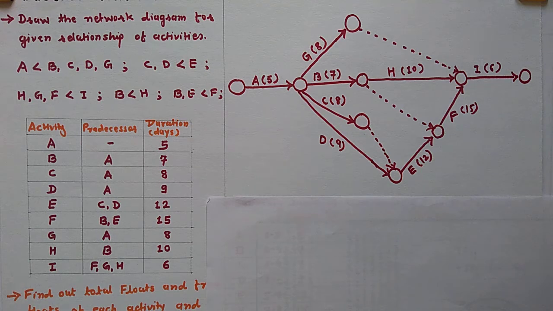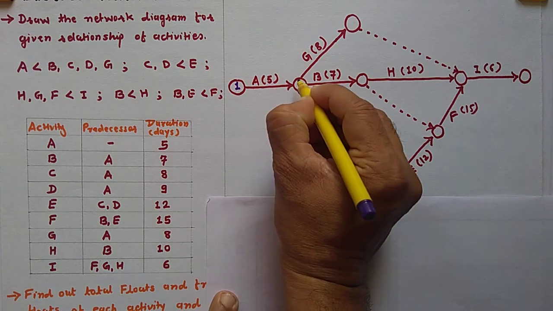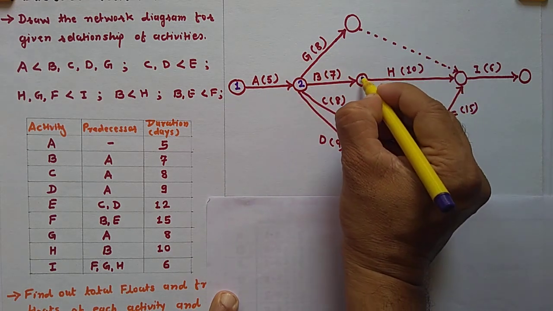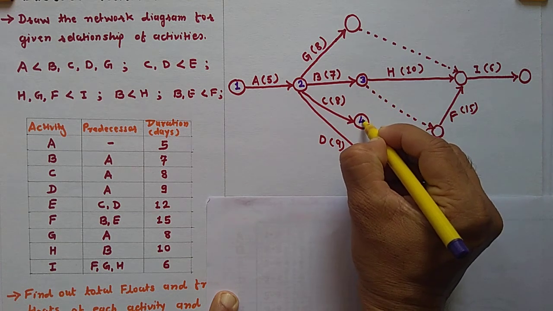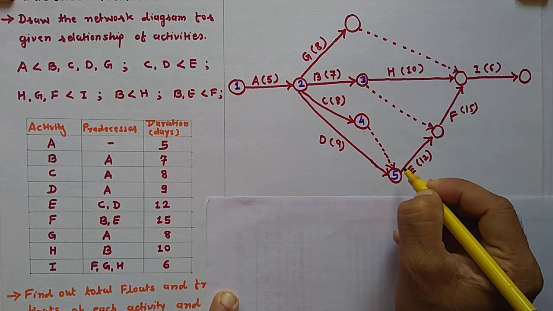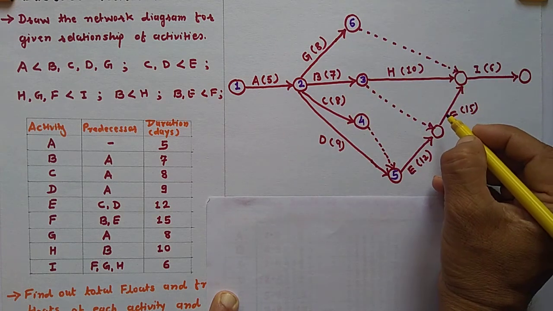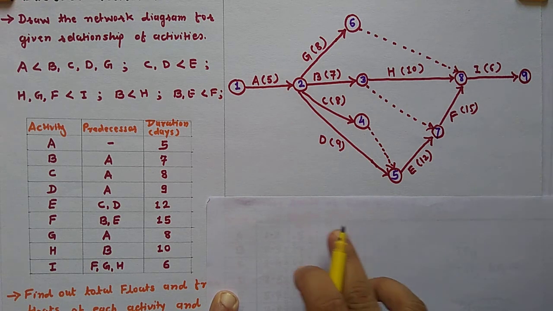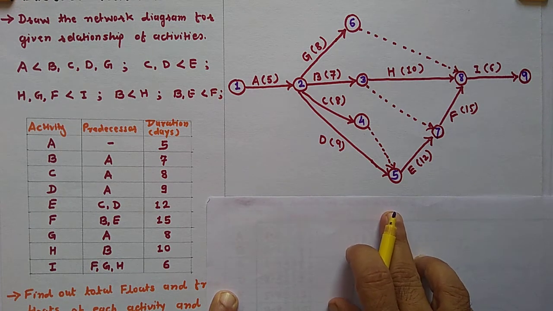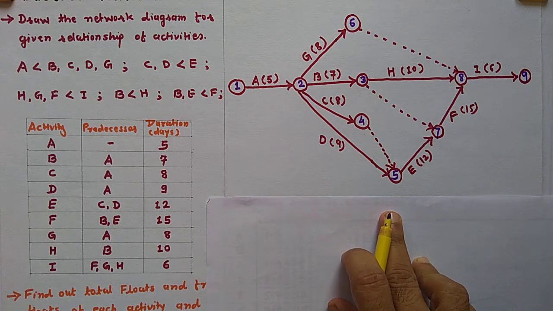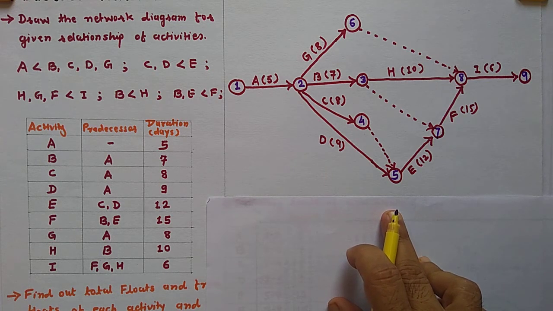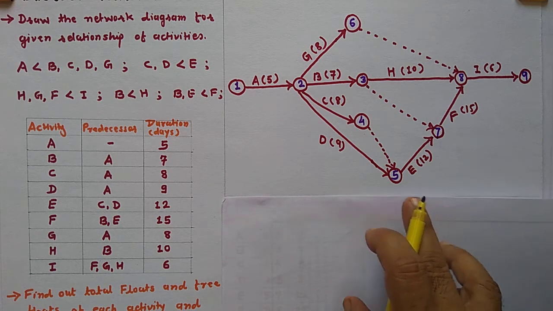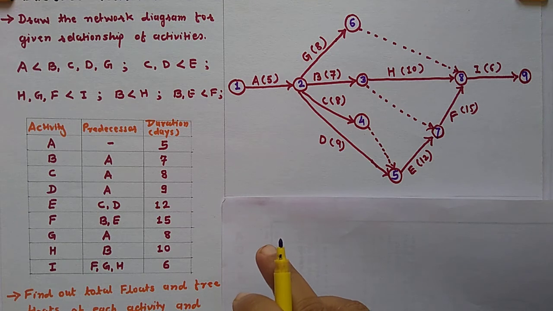Now just give numbers to each and every event: event number 1, 2, 3, 4, here 5, then 6, 7, 8 and 9. So this is our network diagram. Now we have to calculate the free float and total float. For that we have to calculate the earliest start time and latest finish time.